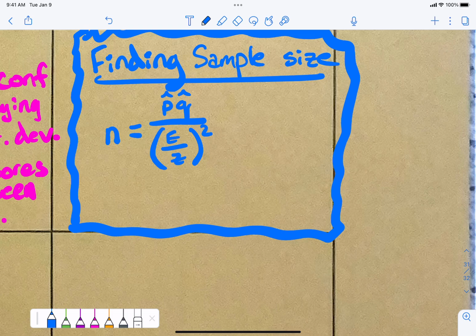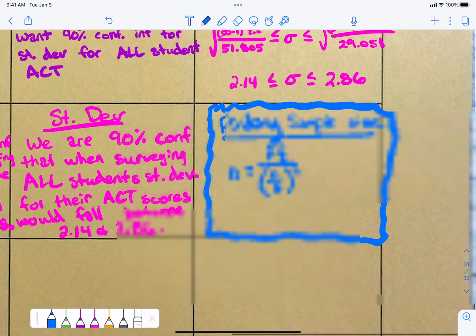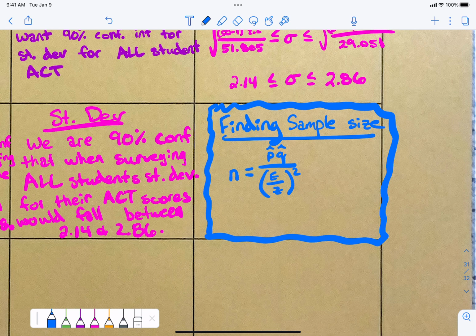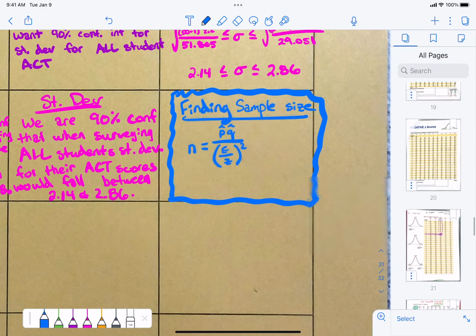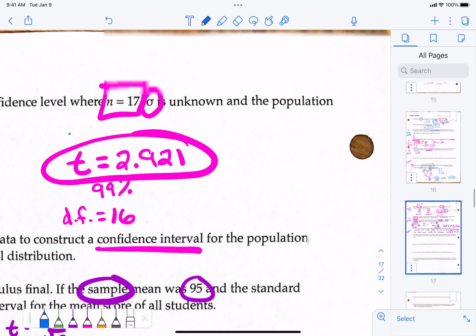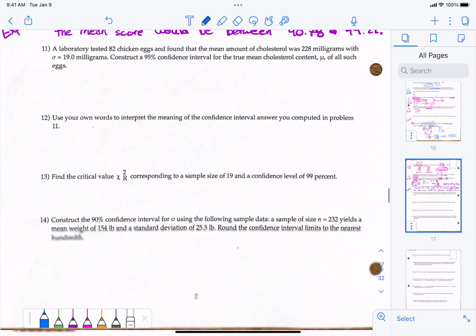Good. Happy with that? You do have a mother. There you go. There's the formula. All right, let's go back to the review. Oh, that's it? Yep, that was it. That's all we're putting on the notes.